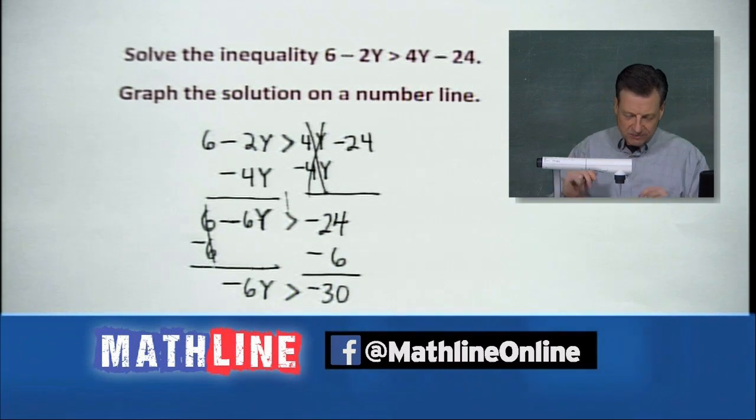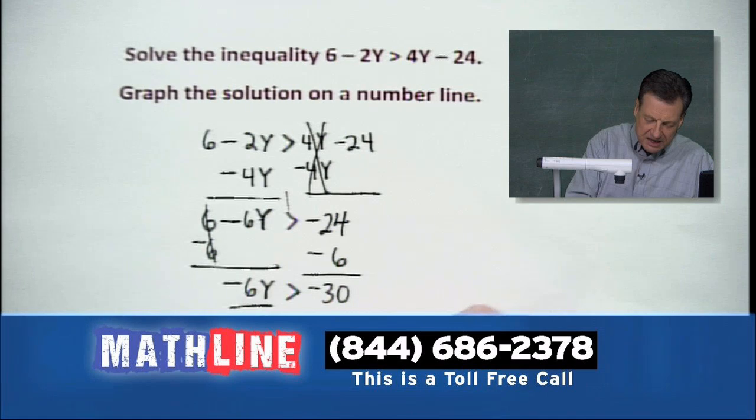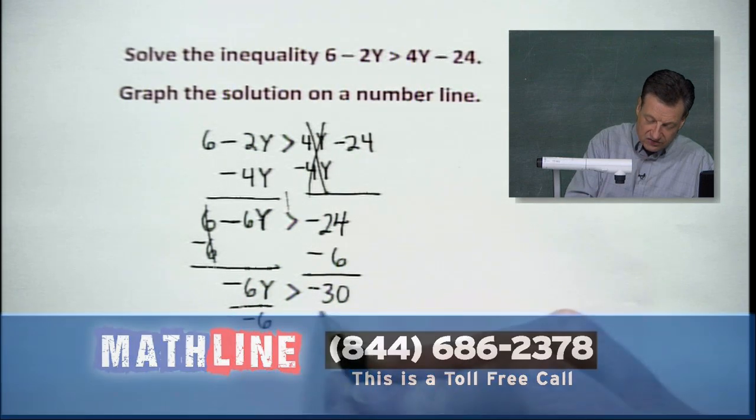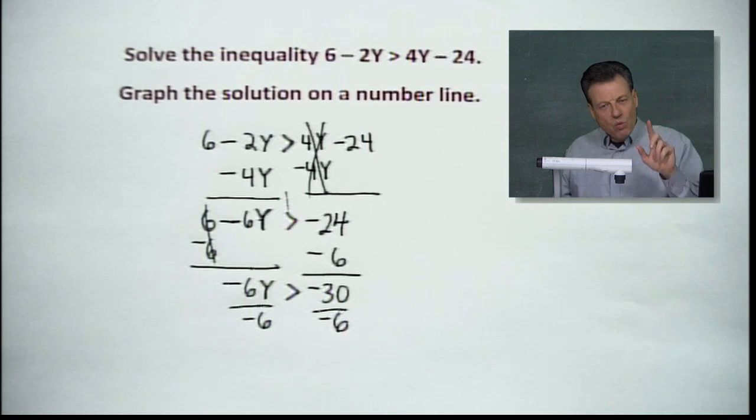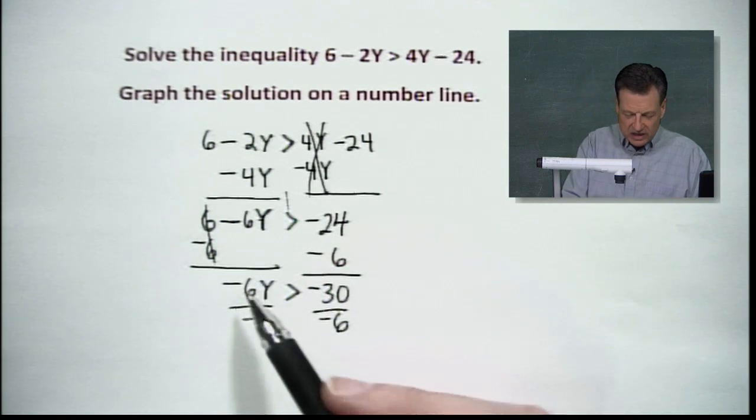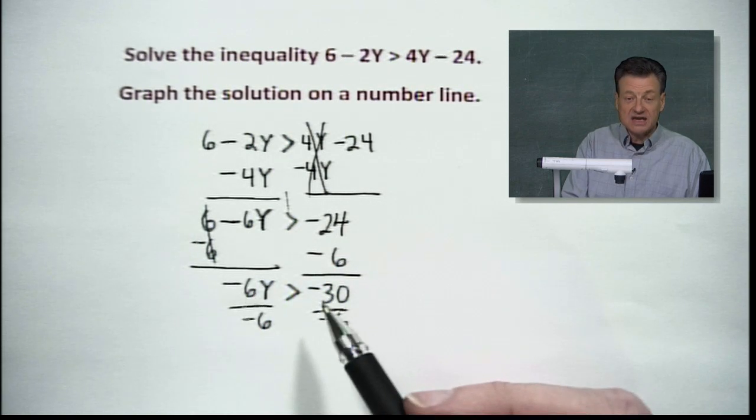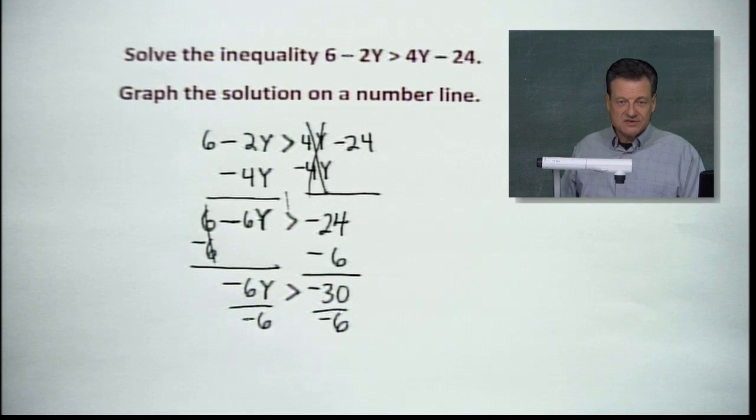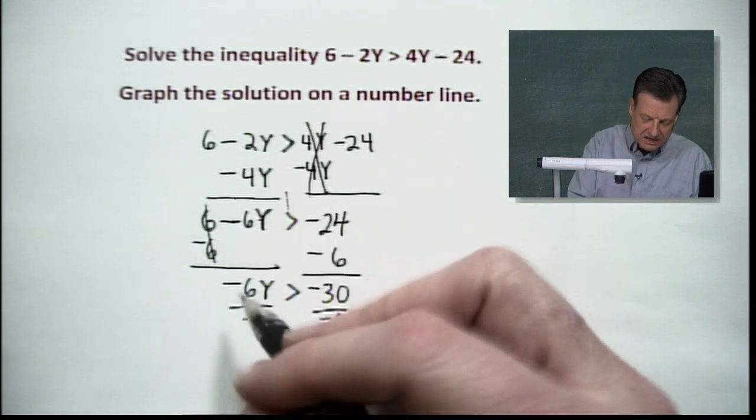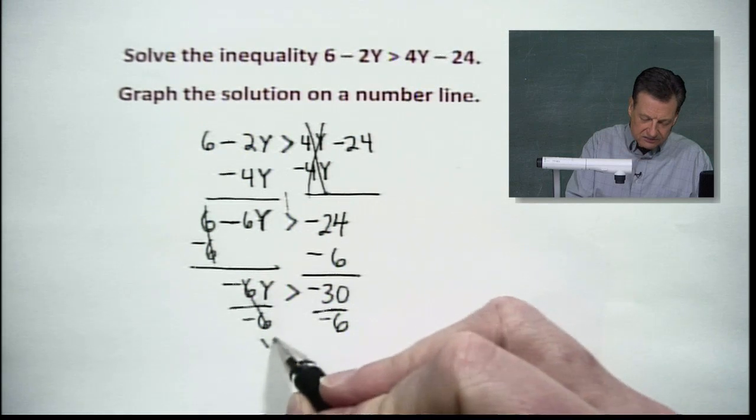Now, where do we go from here? This is where it gets critical. We are going to divide both sides by negative 6. We are going to slide that negative 6 right through there. What just happened is we have now gone from a negative and a negative to two positives. Because what happens when you divide a negative 6 into a negative 6? They're gone, right? And you're left with y.